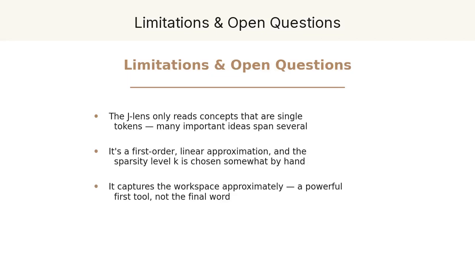It's worth being honest about what the lens can't do, and the authors are. The biggest limitation is that it only reads concepts that correspond to a single token in the vocabulary. A great many important ideas, whole phrases, named entities, span several tokens, and those slip through the basic method. The lens is also a first-order, linear approximation of a deeply nonlinear system, and the sparsity level, how many concepts we allow to be active, is a knob chosen somewhat by hand. So the J-space they recover is an approximate, incomplete shadow of the true workspace structure. It's a remarkably useful shadow, but a shadow nonetheless, and they're careful not to oversell it.